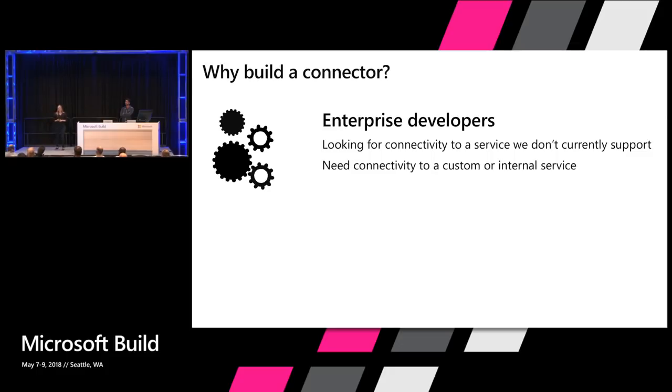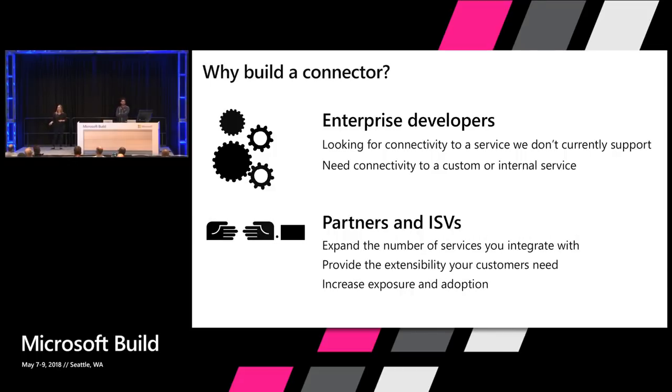The second reason is if you're looking for connectivity to a custom or an internal service. So something that's never going to be a public connector because it's something that you've built or your organization uses internally. And again, Sine is actually going to show a great demo of that as well. The other case is for partners or ISVs. Those are developers that have their own service and they want to expose capabilities. The main reason is to provide extensibility and endpoints to their customers.